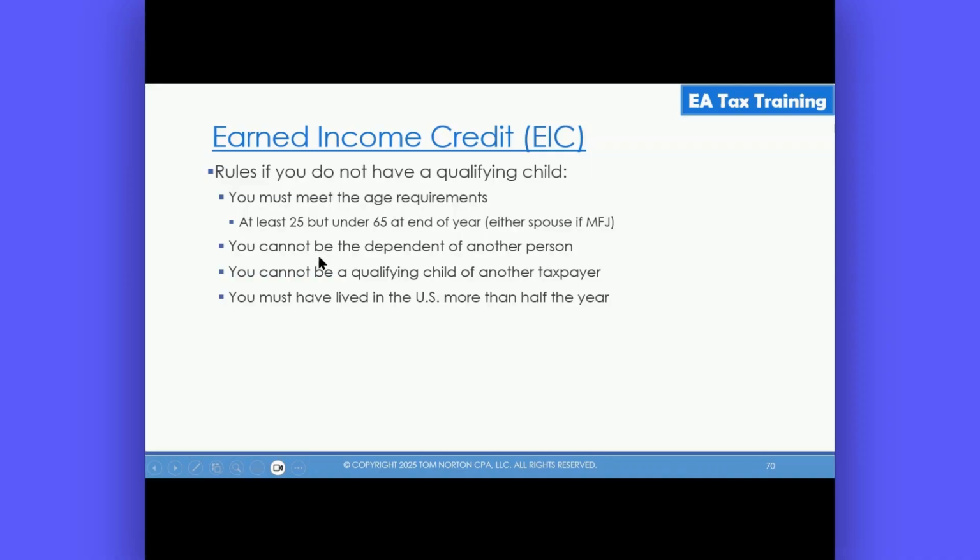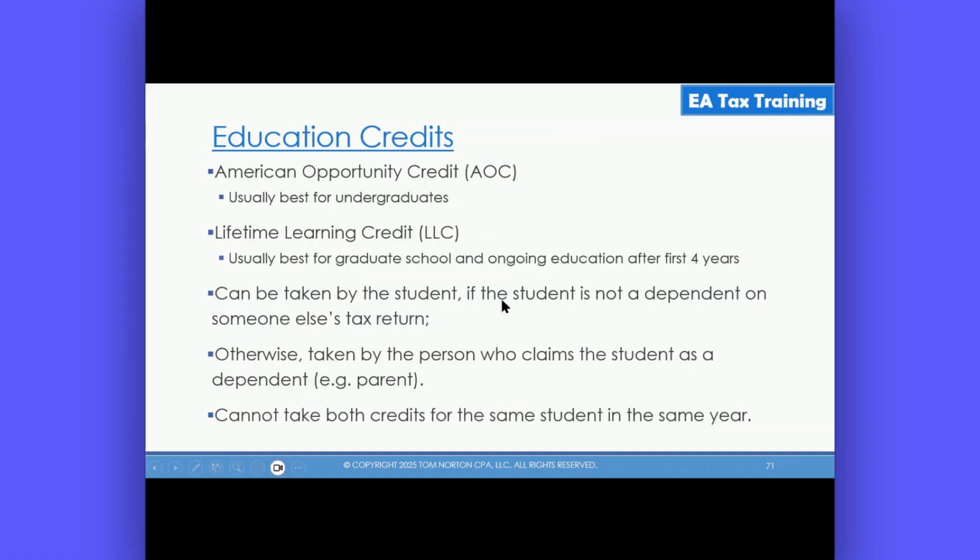You cannot be the dependent of another person. You cannot be a qualifying child of another person, and you must have lived in the United States for more than half the year. So that's it for the earned income credit.